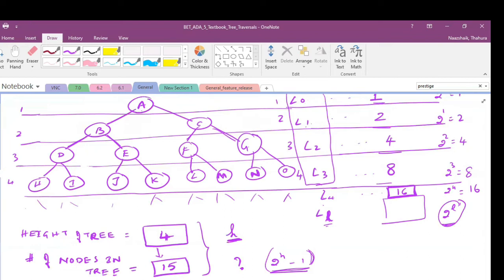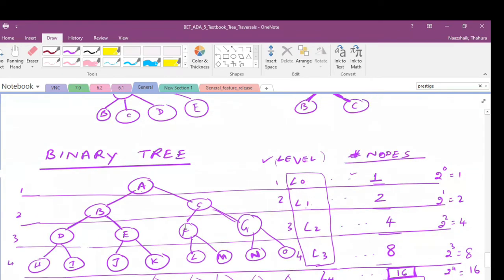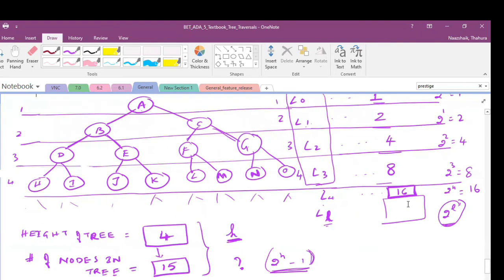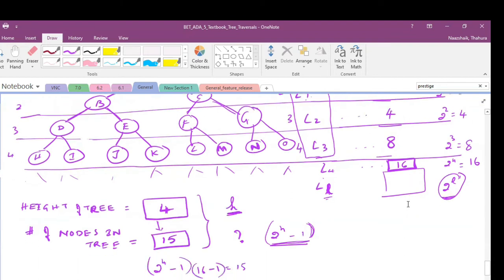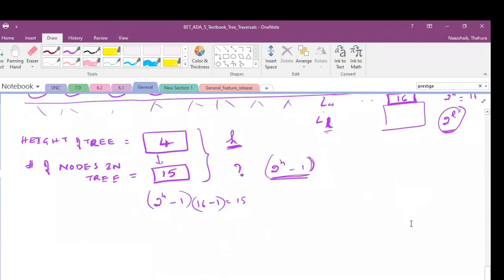Nobody will ask you, given the height, calculate the number of nodes. But the question will be to give the properties. You should define the properties of a binary tree. You can tell it in text, but these formulas will fetch you more points. I'm just thinking of any other important properties.